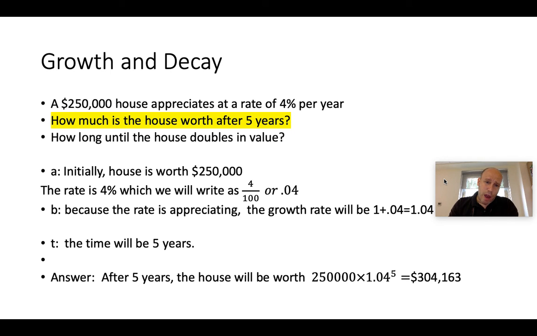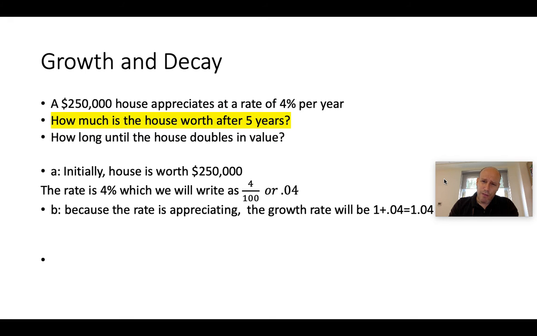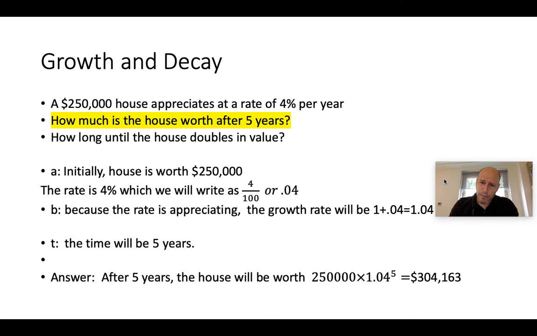Therefore, the answer after 5 years, do you think you can do it by yourself? What's the answer? 250,000 times 1.04 to the fifth, or $304,163.